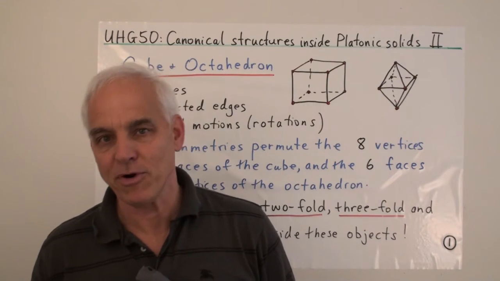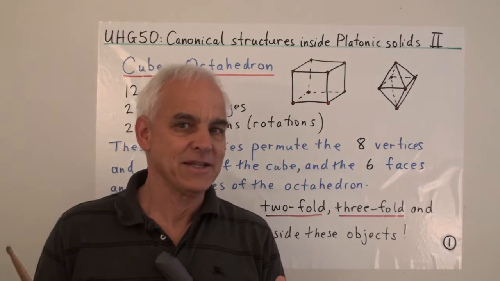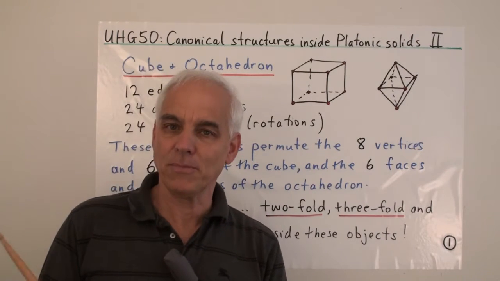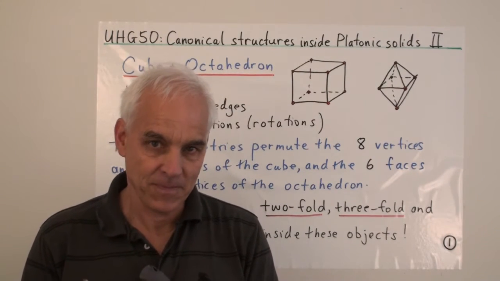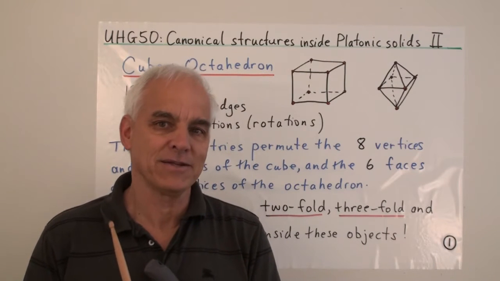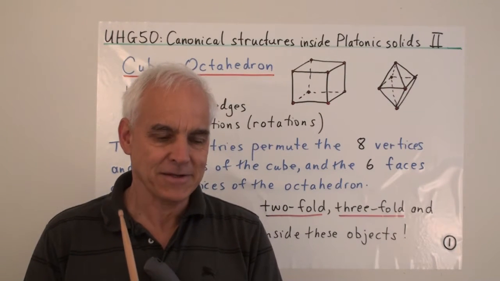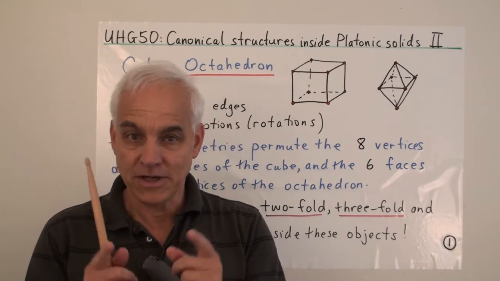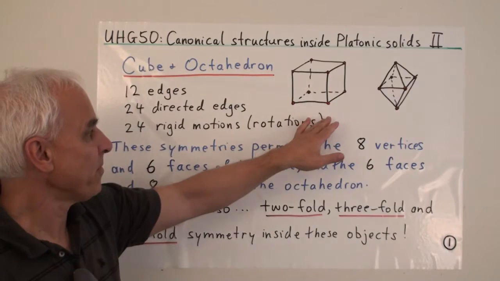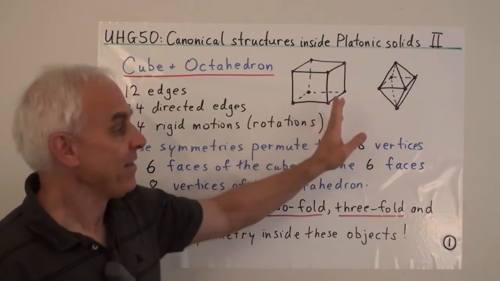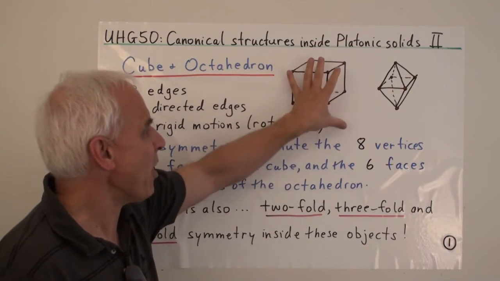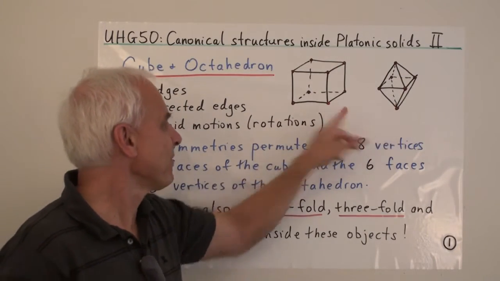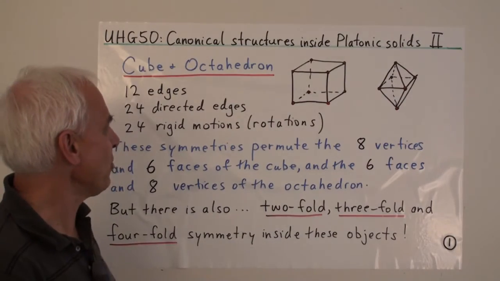Hi, I'm Norman Wildberger. We've been looking at the symmetries of the Platonic solids, these 5 remarkable objects that go back to antiquity. In our last video, we had a look at the tetrahedron and some canonical objects sitting inside it. Today we're going to do the same thing for the cube, and I'm going to leave to you the exercise of doing a corresponding study for the octahedron, which is the dual object to the cube.